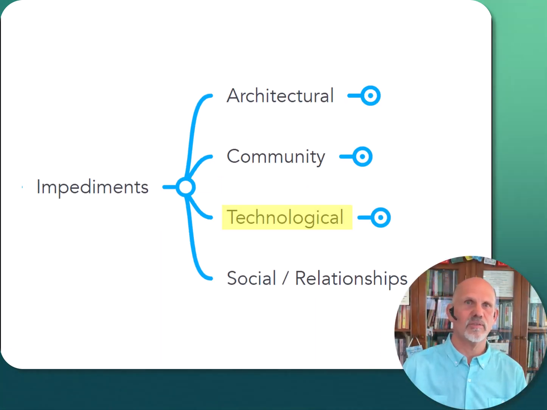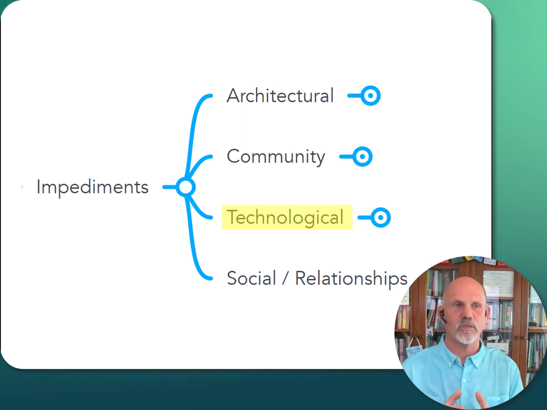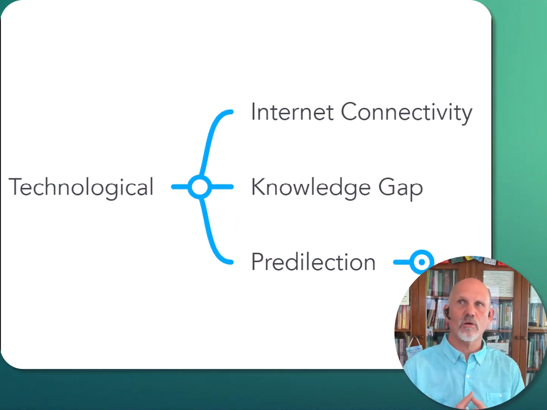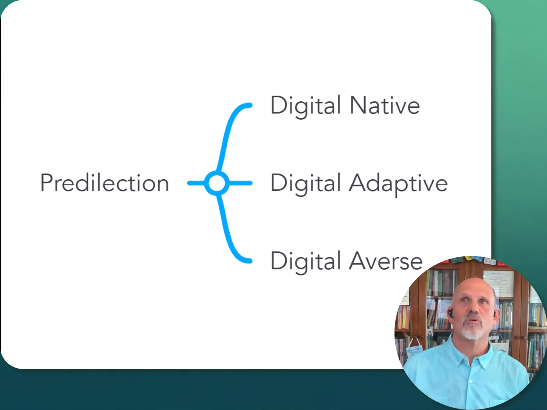Let's talk about technical impediments. Now with technical impediments, that's actually kind of new, right? We weren't talking about technical impediments to home safety 5 years ago. We didn't really care if they had internet connectivity. But now with all the advancing technologies in remote patient monitoring and remote therapeutic monitoring, we're really concerned about how connected they are. So let's talk about technological impediments. First of all, there's internet connectivity, right? They have to be connected to the internet. 2, there's a knowledge gap. And 3, there's something that we call predilection. So what is predilection?